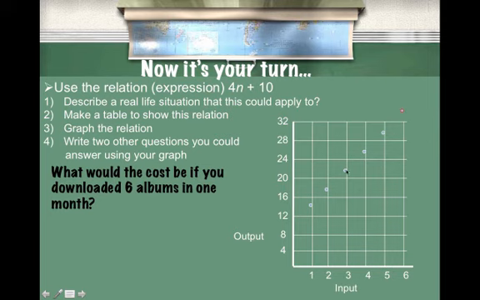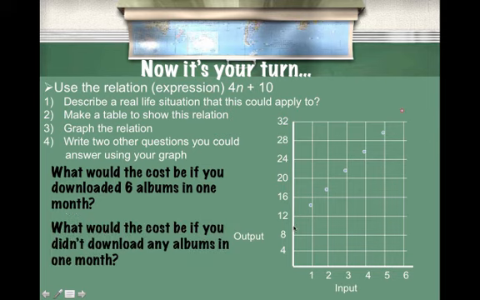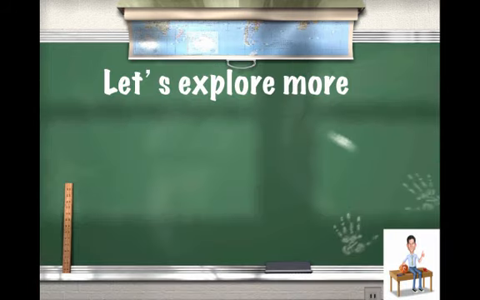If I continued the line downward, another question that I could ask would be, what would the cost be if you didn't download any albums in 1 month? So if this is 1 album, that's 2 albums. This would be 0 albums. So I need to figure out where that line would be, where if I continued this, where it would cross at 0, and it would be right here at $10. Okay, it's $10 as a membership fee, no albums downloaded, so nothing to multiply by. It would just be $10. So those could be 2 questions you could ask that you could answer using your graph.